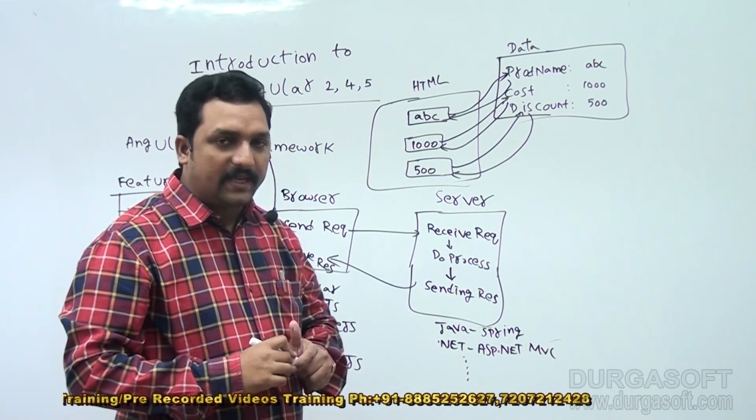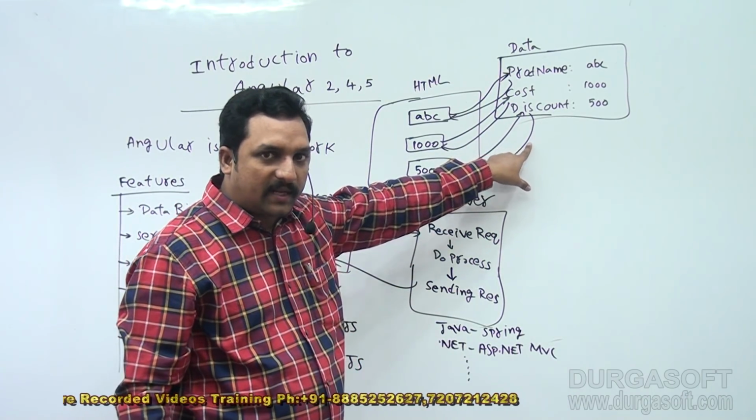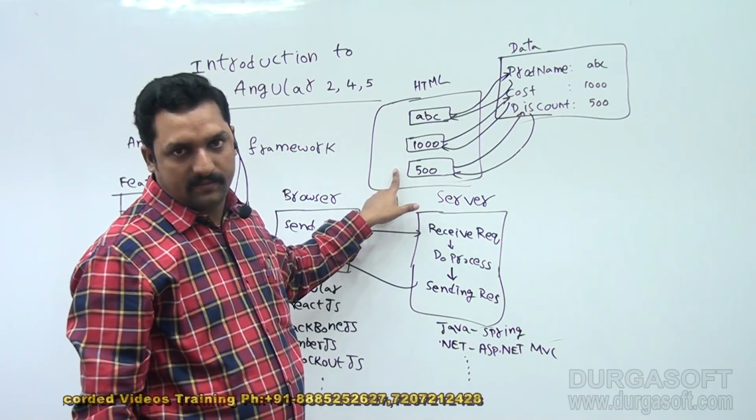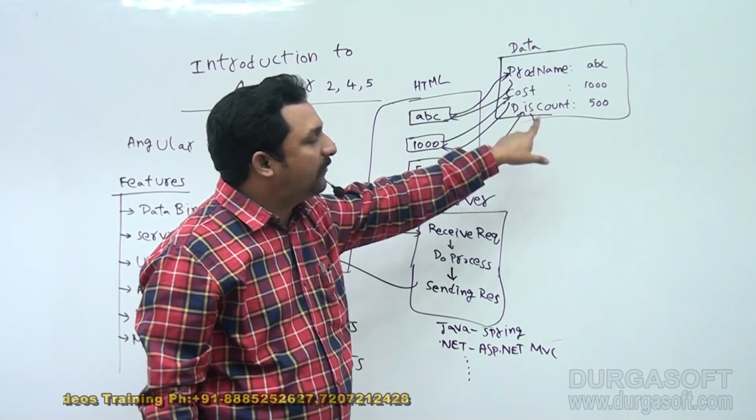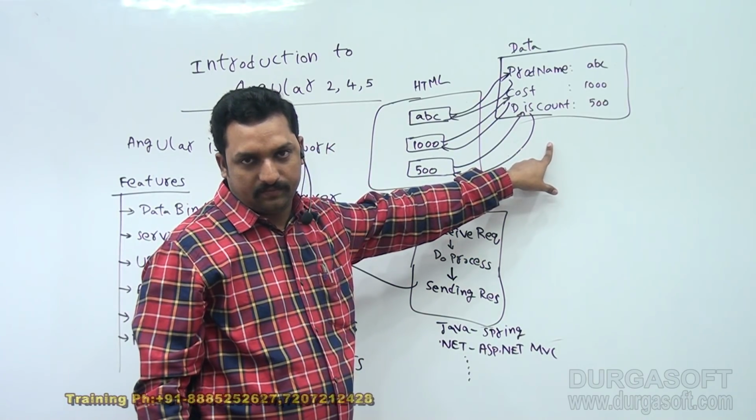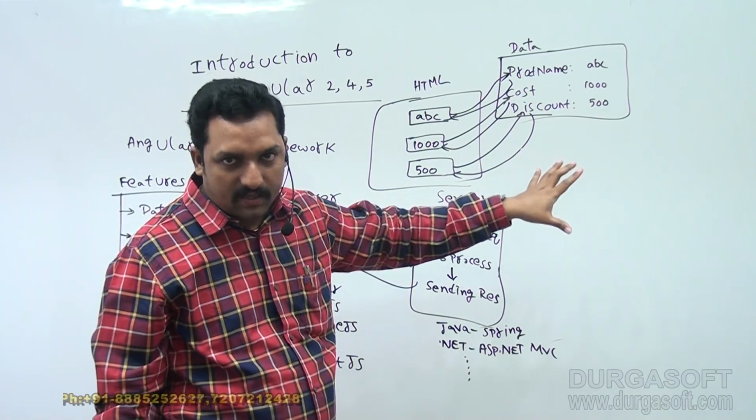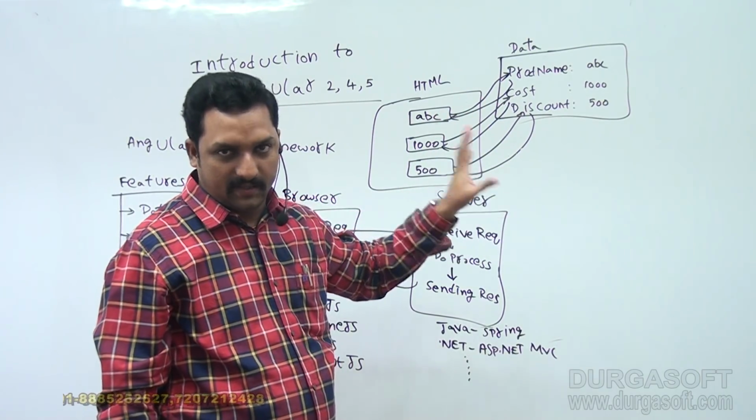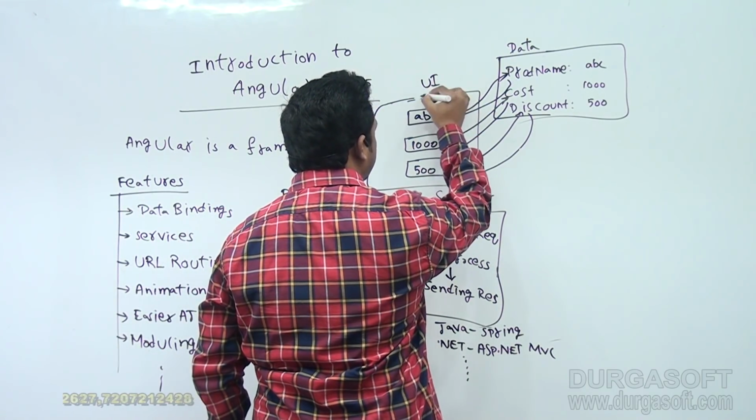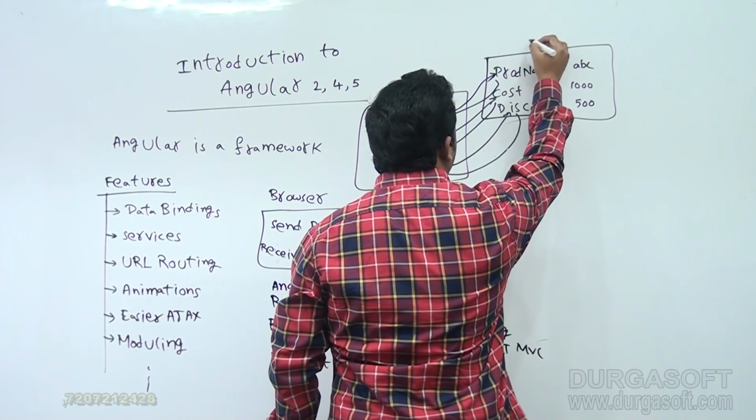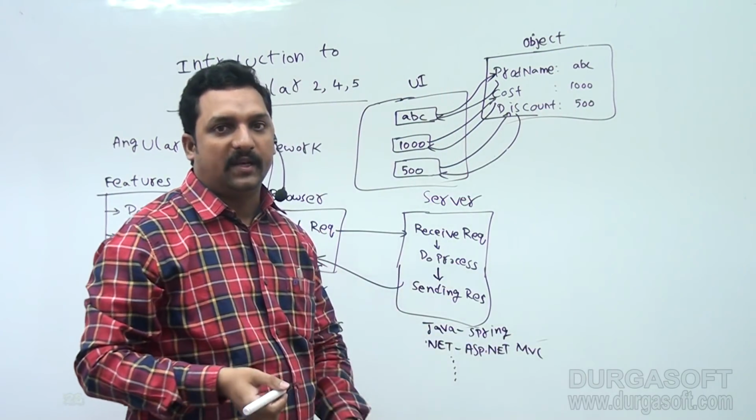So not only that, every time when you modify the data inside the object, the same is automatically reflected in the user interface. When you modify this data here in the user interface, the same is reflected in the object. So the relation between the user interface and object is called data binding. So here we have to call it as this one is the UI, user interface. This one is an object. Here object is an object inside the memory.